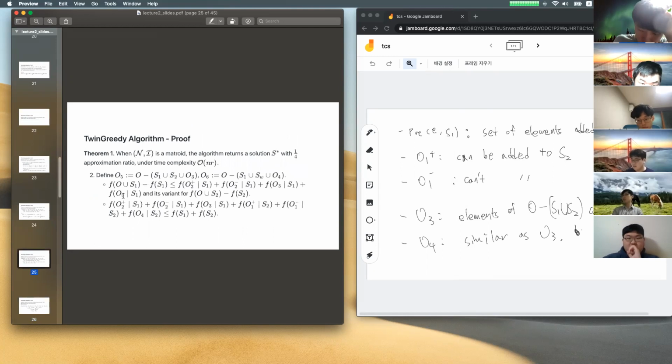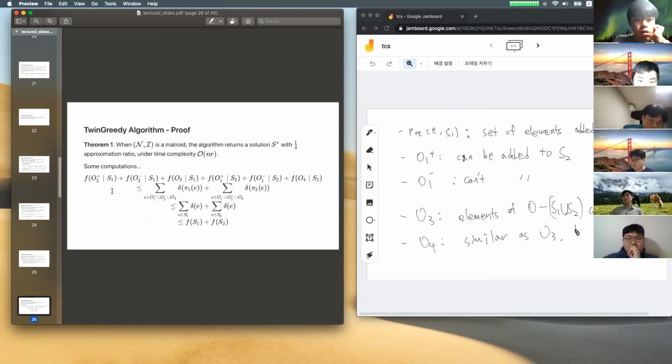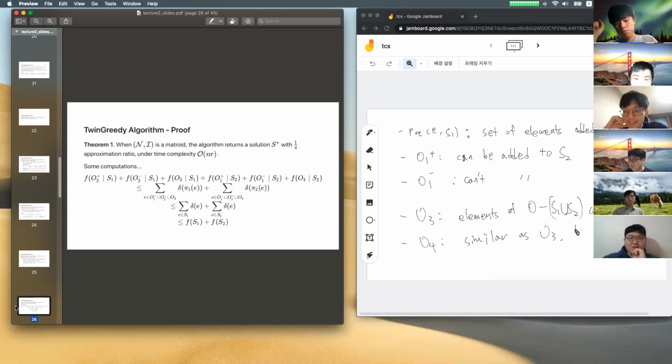Also this kind of inequality holds, and it can also be proven by some computation. Actually, I'm very sorry for these lectures' proofs having so much computation.